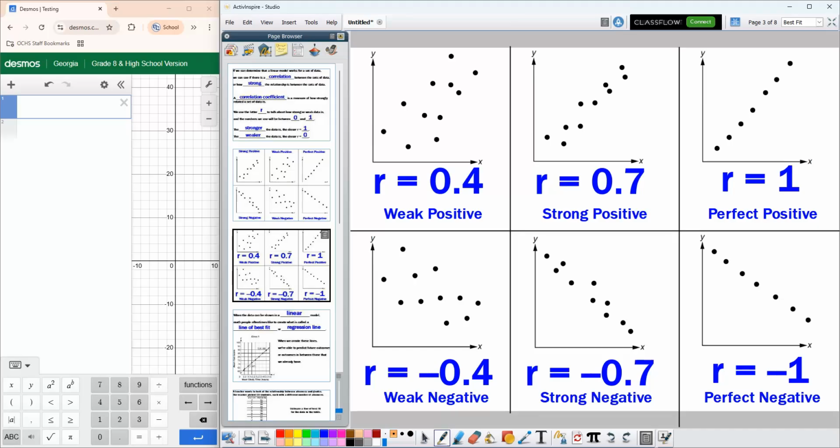Strong positive, any kind of number that's really close to 0.7, like 0.75. Or strong negative would be negative 0.65. That's really close to negative 0.7. Perfect, those would be ones. And honestly, if it's like 0.98 or 0.99, we're probably going to consider that perfect, even though the technical definition is 1.